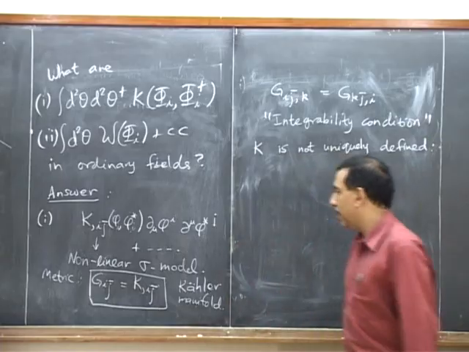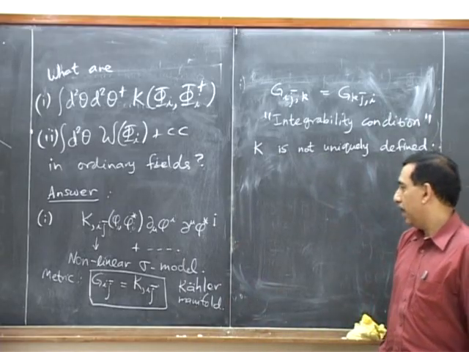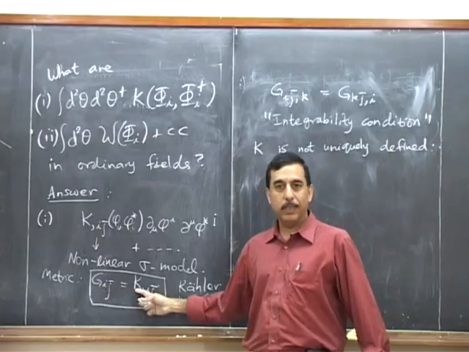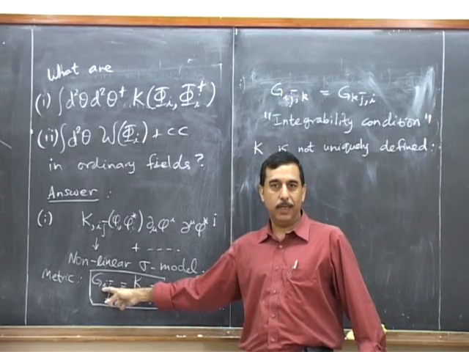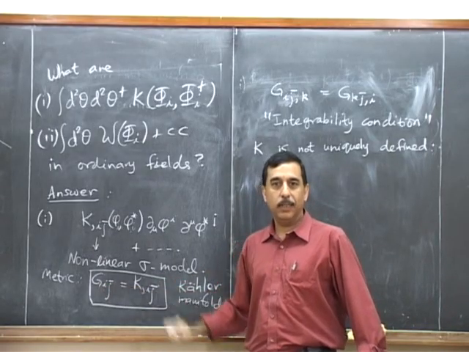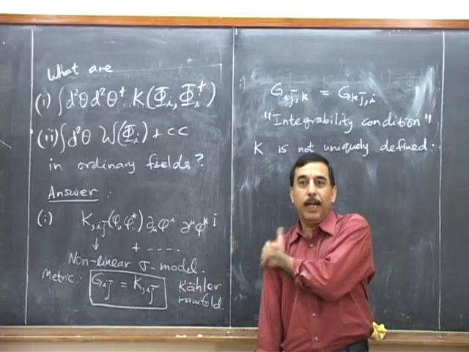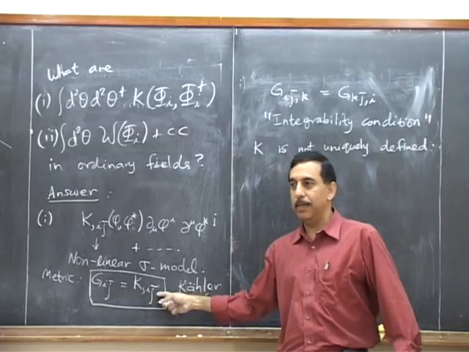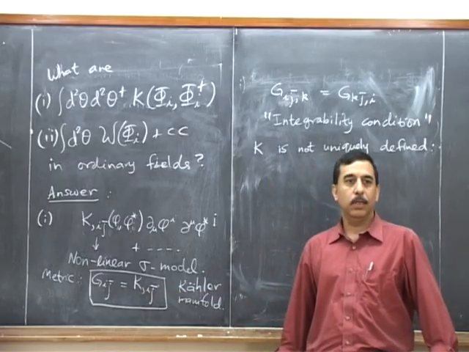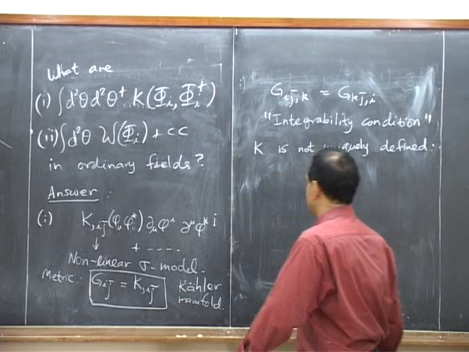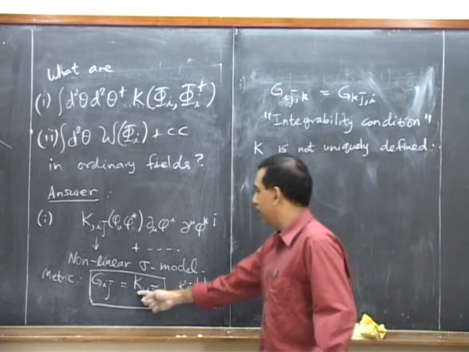That is, given a metric, I might find one K which satisfies K_{I j-bar} = G_{I j-bar}, but I can find other Ks very easily. Can you guess how? I can add things to K which won't change its derivative in I j-bar, holomorphic or anti-holomorphic. And since K is real, now you see why K is real, by the way.